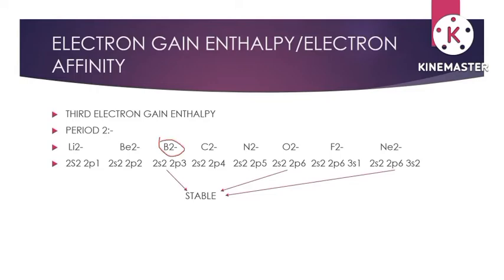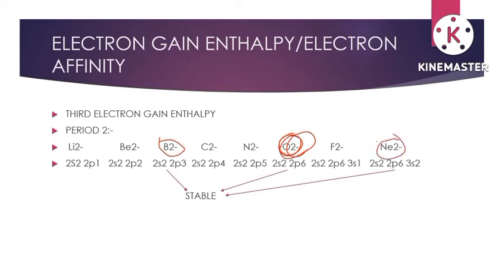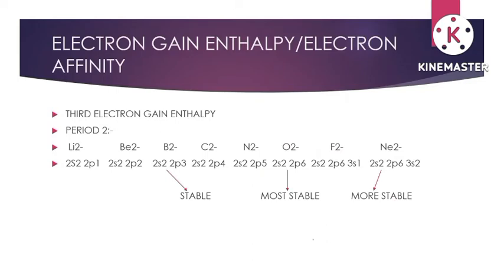Okay, like this. Now this is stable, this one is stable, this one is stable, and this one is stable. You can see this. But because this is in the next period 3, this will have the least electron gain enthalpy. Now you will comment down the order, and if it's correct, I will give you a heart.